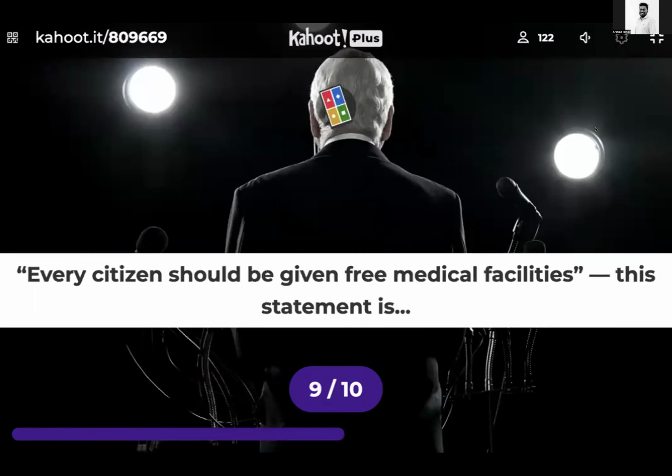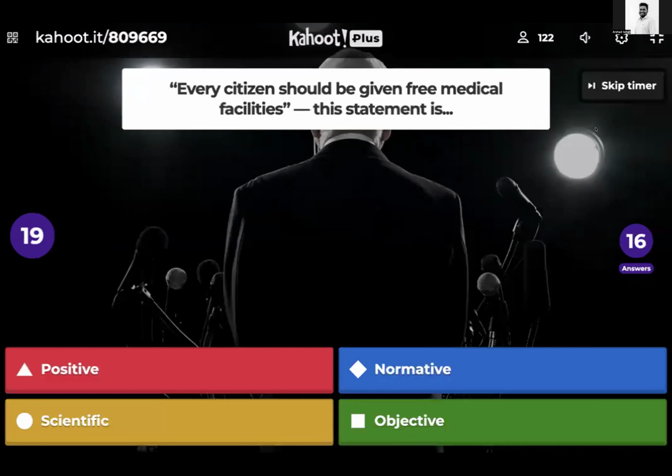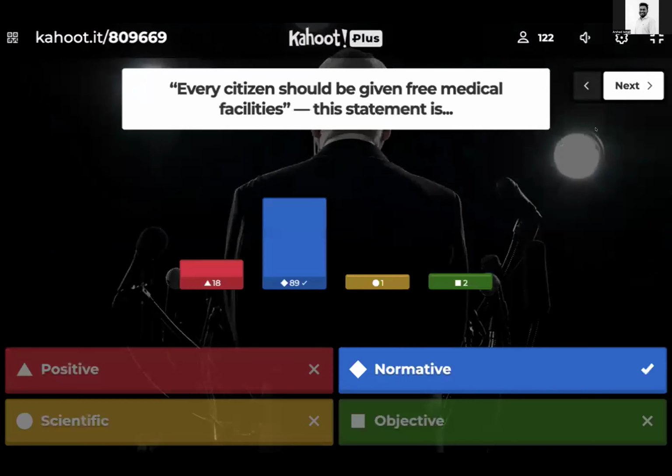Question 9. Every citizen should be given free medical facilities. This statement is positive, normative, scientific, objective. Every citizen should be given free medical facilities. What do you think? It's a normative statement. Brilliant.